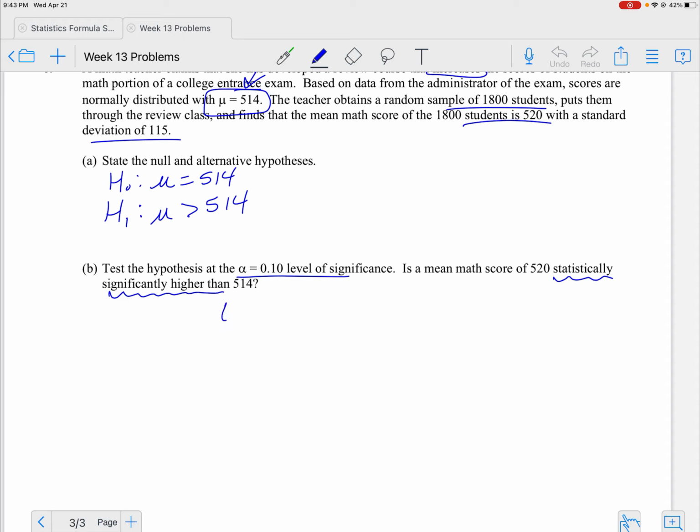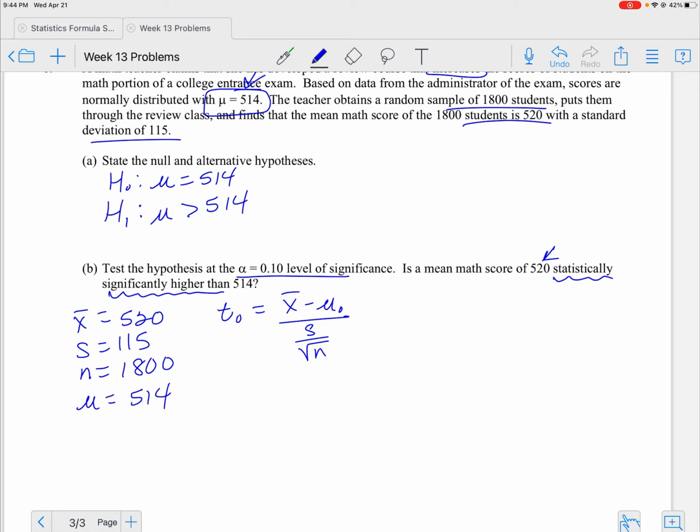Okay, so let's pull our information. I know my formula here is x bar minus the mu naught over the standard deviation divided by the square root of n. So we've got a lot of information we want to plug in here. So let's see what we've got. I know that my x bar here is 520 because that's my sample mean, right? My sample standard deviation is 115. My n, which I need here, is going to be 1800. And my mu, which I didn't write down, is that 514. Okay, so let's plug in everything we know here.